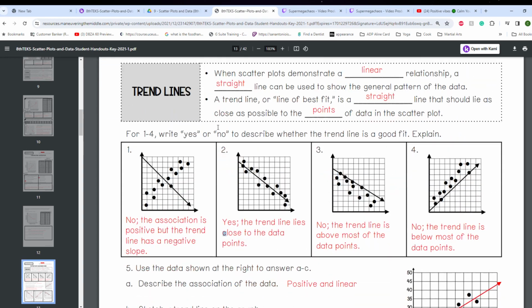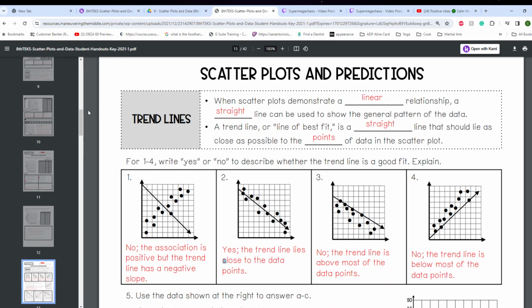So, let's get started. This is all about trend lines, what they actually do, and why they are useful, and how you're going to be using them in your project later on.